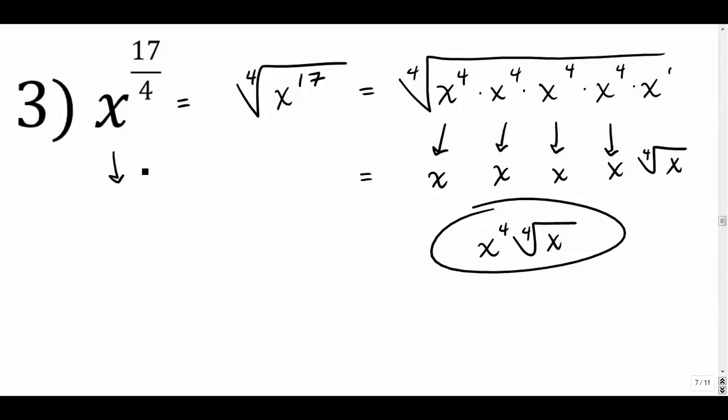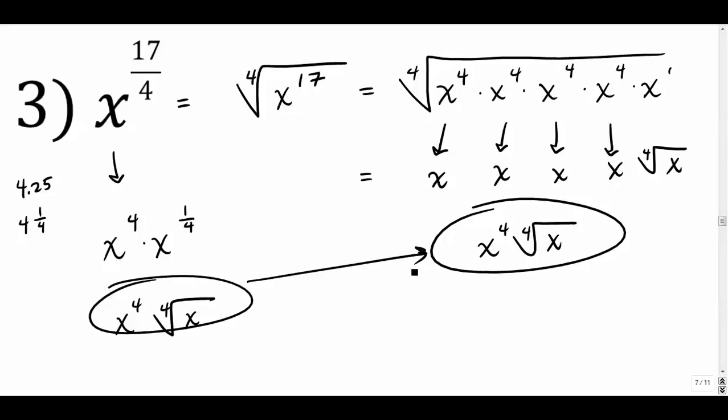Or you can go this route. You might like this better. Let's do in your head 17 divided by 4. So it's 4.25. It's 4 and a fourth. So 17 over 4 simplifies to 4 and a fourth. 4 plus 1/4 is 17 over 4. So it's x to the fourth times the fourth root of x. Same answer.